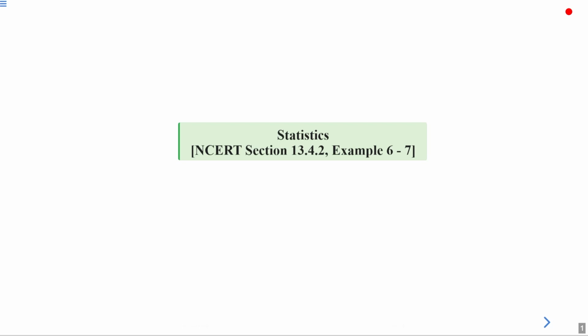Hello, students. Welcome to this lecture on statistics. In this lecture, we will cover NCERT section 13.4.2 and examples 6 to 7.